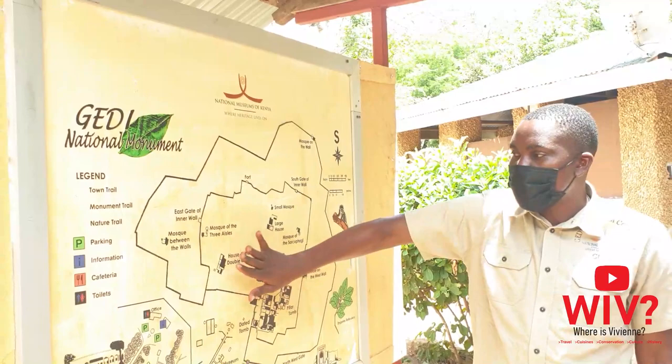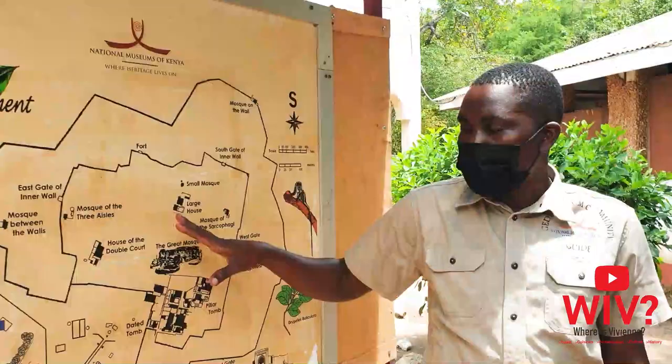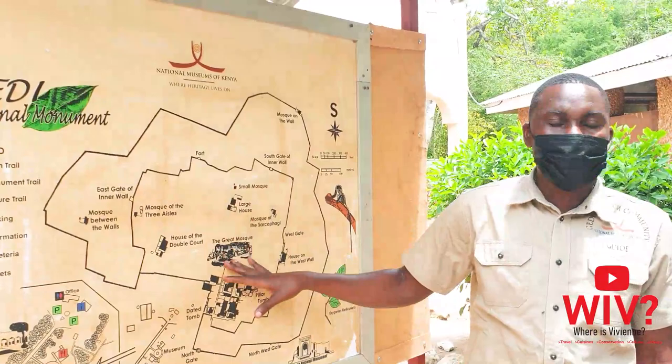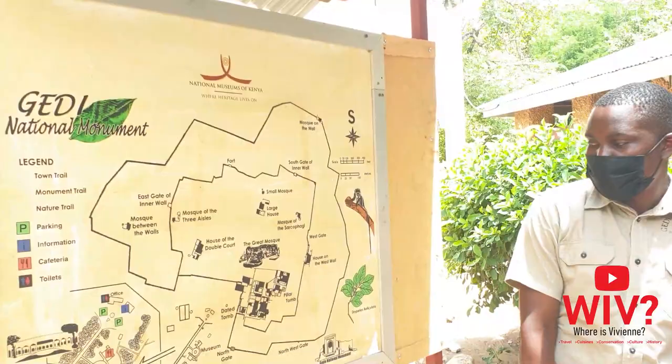So there's a lot to see. We shall cover this part. We shall cover the inner wall for today. There were no churches here, there were no Hindu temples, only mosques. Of the 45 acres, eight of them you will see some of them today here.